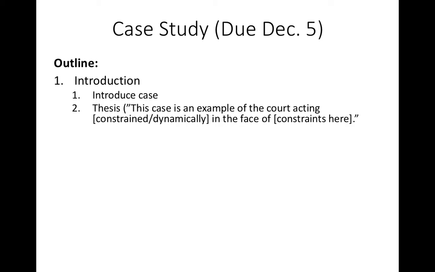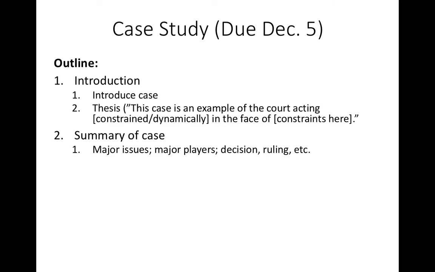And we'll talk about what the constraints really need to look like in order for the court to be dynamic or constrained. We'll talk a little bit about that today. The second part of the paper should be a summary of the case, where you identify the major issues, the major players, the decision, the ruling, etc. And then you need to go into the constraints one by one. And using research, you need to tell me whether or not these constraints were particularly powerful or not.